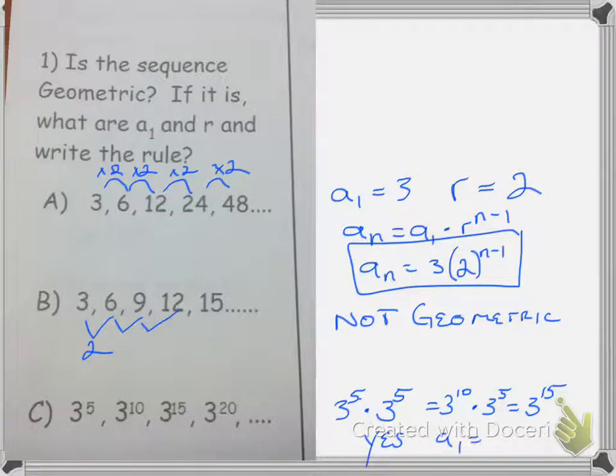My first term is 3 to the 5th. My common ratio is actually 3 to the 5th. Okay, and I'll write my rule up here. A sub n is equal to 3 to the 5th, I'm going to put that in parentheses, times 3 to the 5th raised to the n minus 1. This one just looks a little bit different because of the exponents, but don't pay too much attention or get too confused because of that.